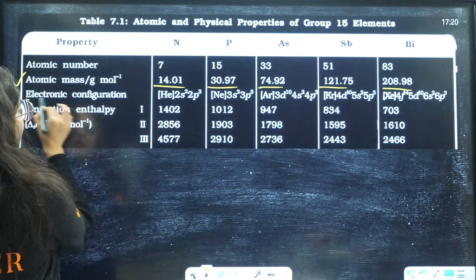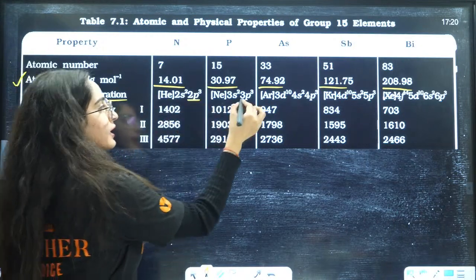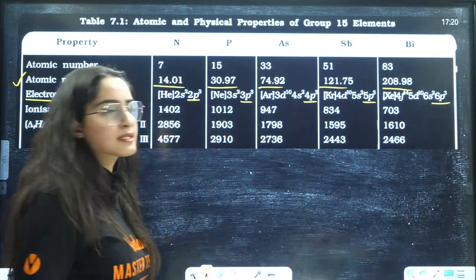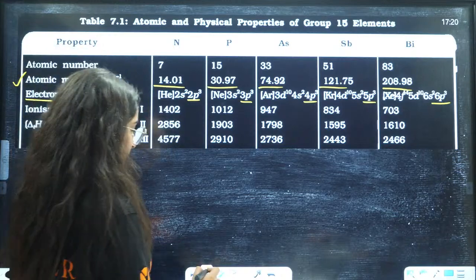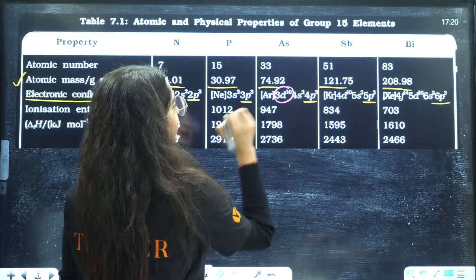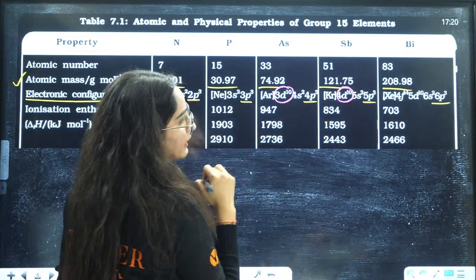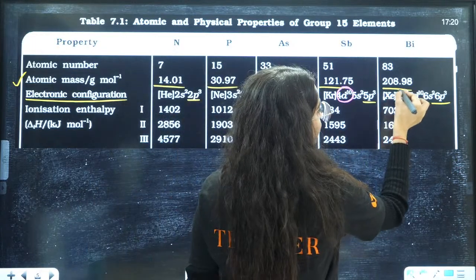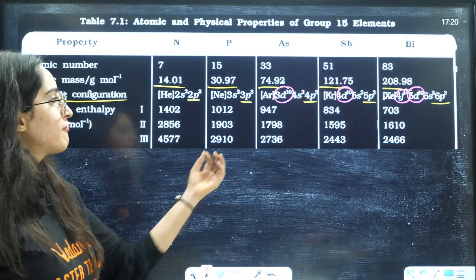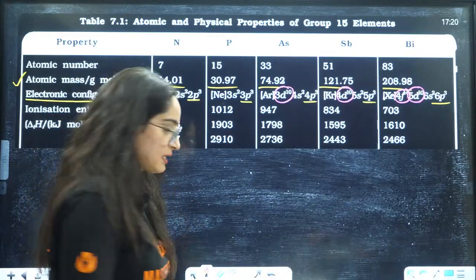Then you have electronic configuration. For nitrogen, you have 2p3. Here you have 3p3, 4p3, 5p3, 6p3. But can you see one thing here? In arsenic, you have 3d10, in antimony, you have 4d10, and in bismuth, you have 4f and 5d. That means here you have the inert pair effect in arsenic, antimony, and bismuth.